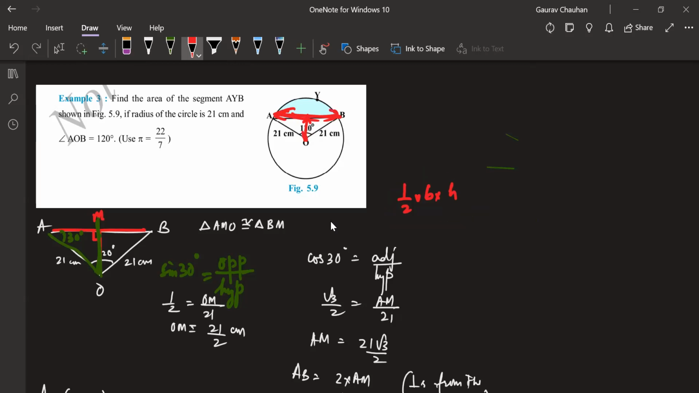You can also find AB and then use Heron's formula, root over S into S minus A into S minus B into S minus C. I just don't prefer that. So you find this, and you find this, and then this one you multiply by 2, you find this full thing, half base into height. We good? Once we got that, subtract it from the area of the sector.